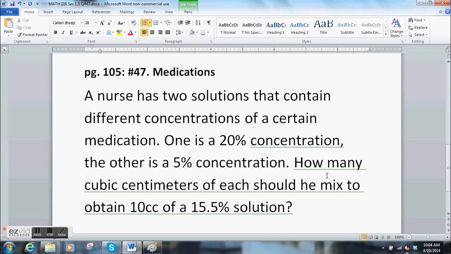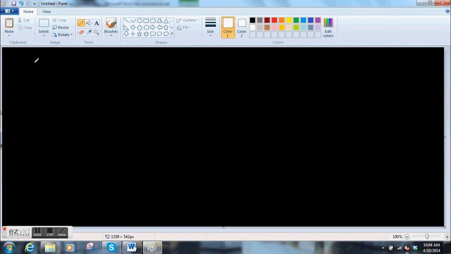So you want to set up this problem. Hear me flipping papers and looking for my answer sheet. Here it is. For these, I often like to draw a little picture. So we're going to let x be the 20% solution, and we have some solution here that is 20%. It's pretty dense. And then we're going to let y be the 5% solution.